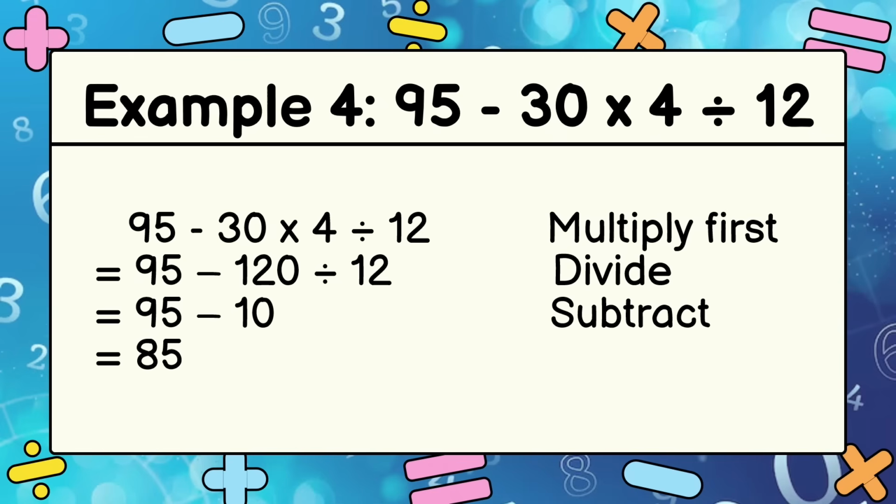Okay, and for example 4, 95 minus 30 multiplied by 4 divided by 12. Okay, so what are we going to do first? Multiply. Okay, so let's multiply 30 by 4. So it is 120. So magiging 95 minus 120 divided by 12. So the next thing that we're going to do is to divide. Okay, so 120 divided by 12 is 10. Bring down 10 and 95. 95 minus 10 is 85.